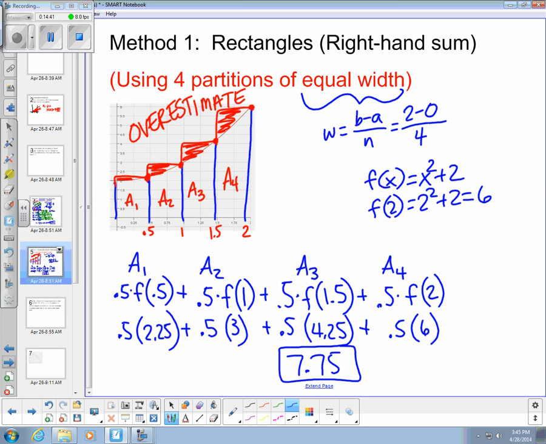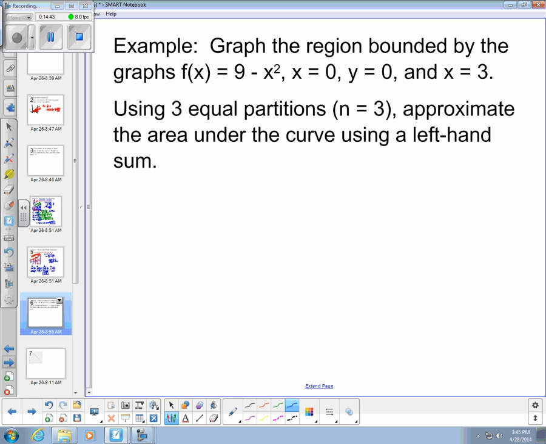Now I want you to pause the video for a second, graph this region, and split this up into partitions, and then we're going to use a left-hand sum. So if you will pause the video for just a second.